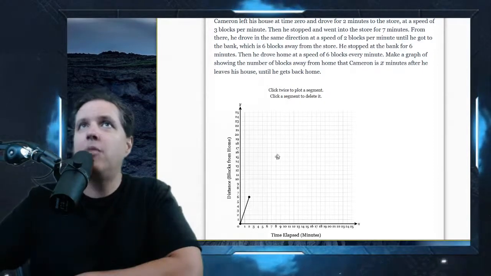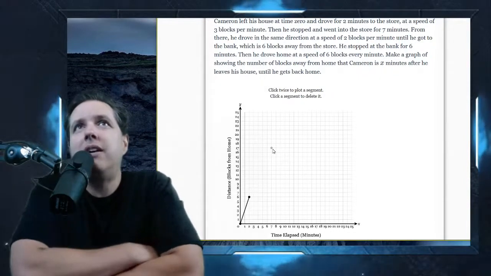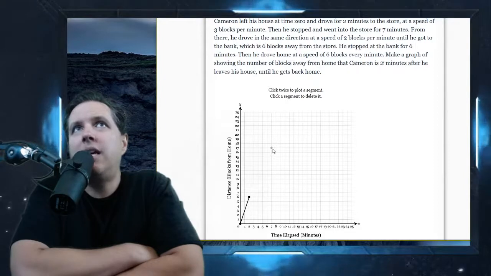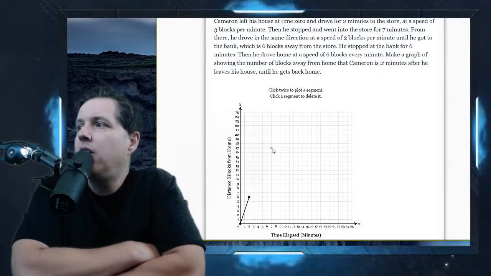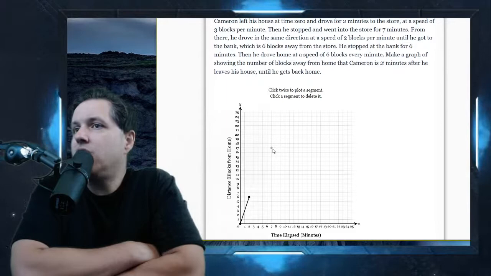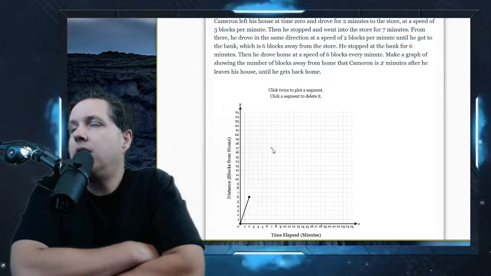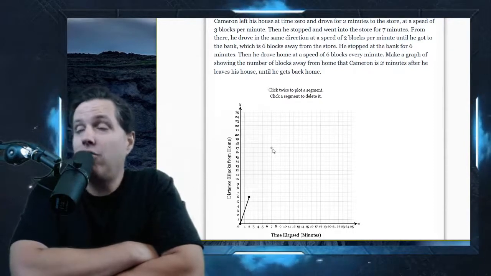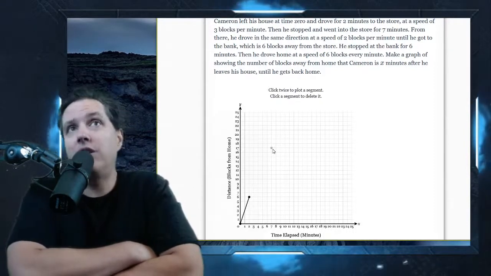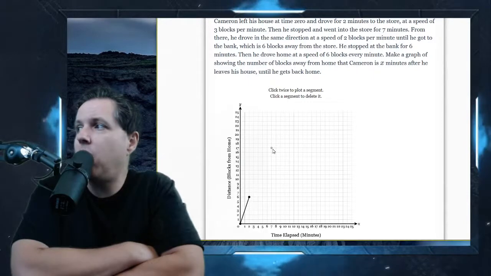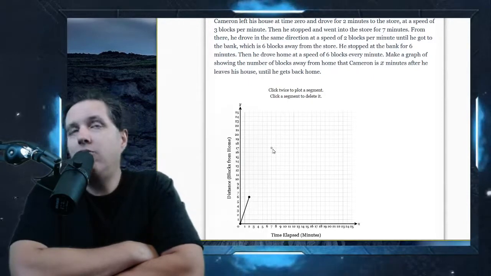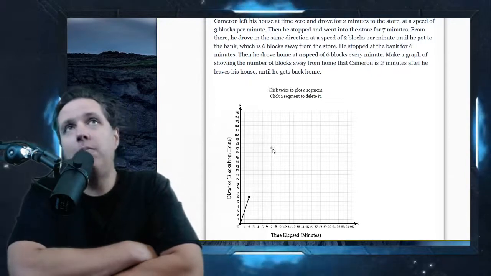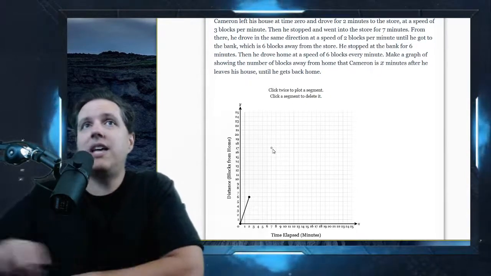at x equals 9. But what about my vertical? What am I missing here? He stopped and went into the store for 7 minutes. Okay, well, for the 7 minutes that he was in the store, did his distance from home change? I mean, you could argue that the back of the store is 100 feet farther away than the front of the store, but we're talking about blocks from home. While he was in the store, did he increase or decrease his number of blocks away from home? No, it stayed the same.